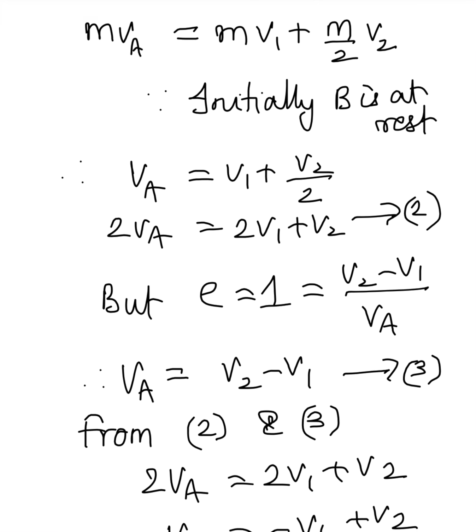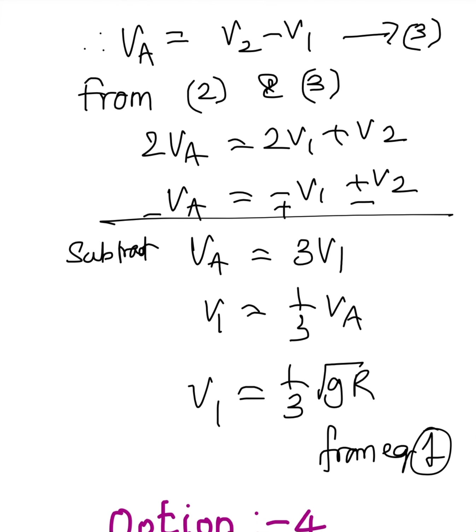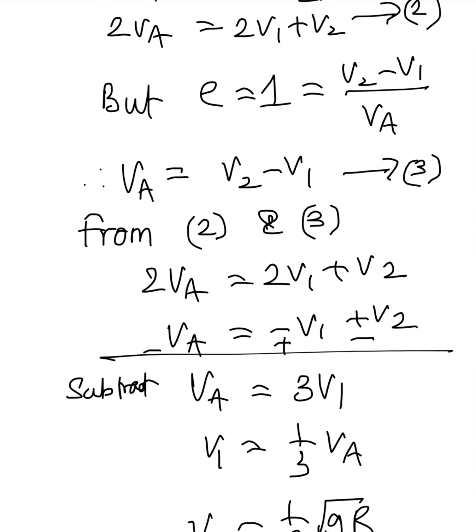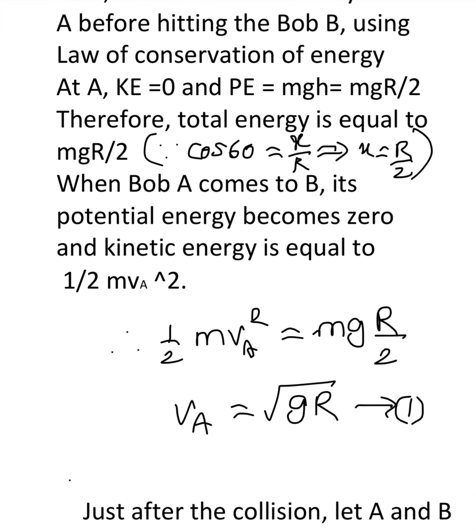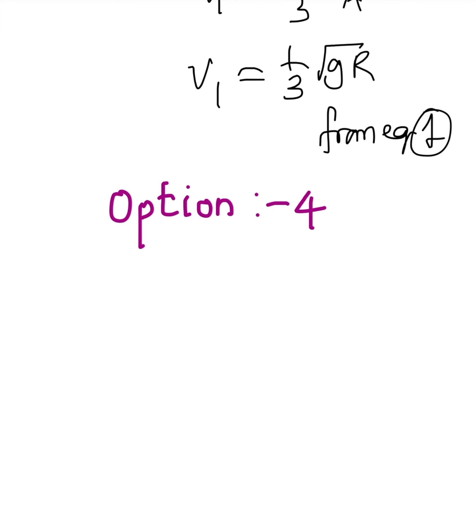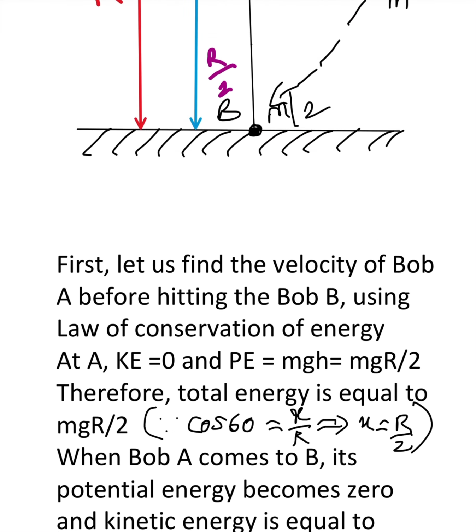From equations 2 and 3, simplify for v1. You will get v1 is equal to vA by 3. But vA from equation 1, we got root gR. Therefore, substitute that, v1 is equal to 1 by 3 root gR. This is nothing but option 4.